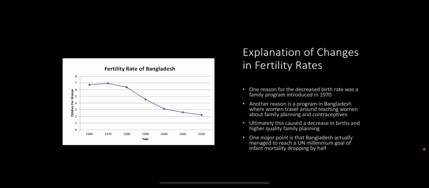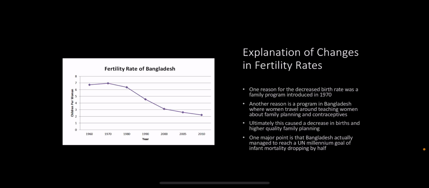alive. Another reason is a program in Bangladesh where women travel around teaching other women about family planning and contraceptives. Generally, there is a stigma about learning about stuff like that, and a lot of women are afraid of men teaching them about stuff like that, for a lot of reasons. But ultimately, these both caused a decrease in births and a higher quality family planning.